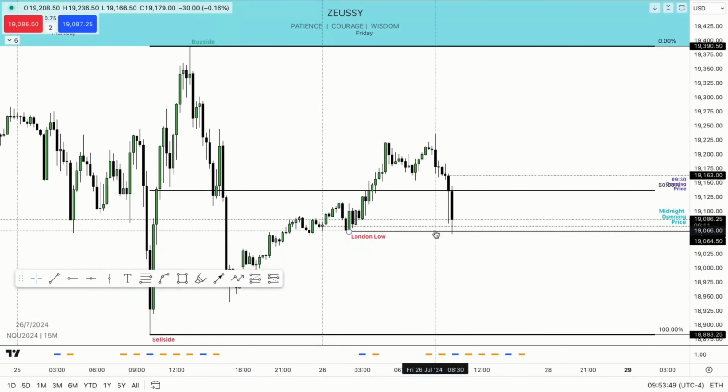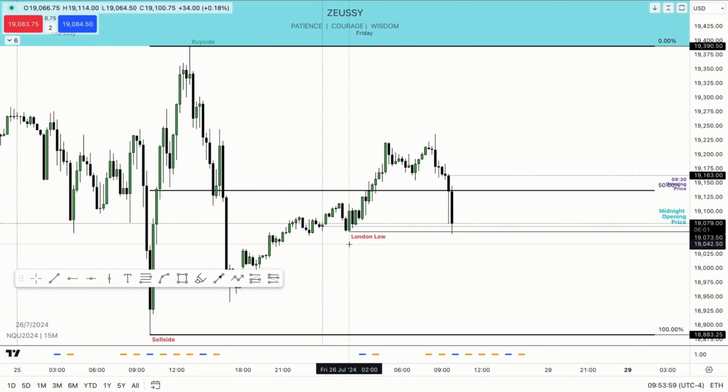Here we are on the 15-minute chart of Nasdaq, and what I want you to see is how we just took out the London low right here. I shared this level within the market updates channel to be a level to hold on your charts to see how we would react off that.